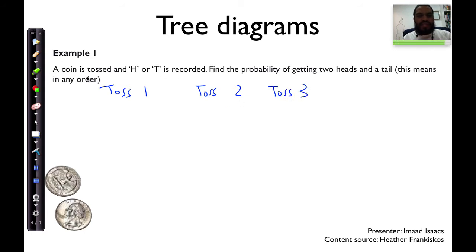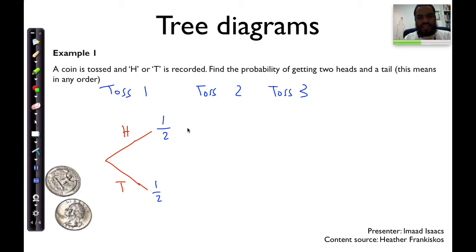So the question reads, a coin is tossed and a head or a tail is recorded. Find the probability of getting two heads, that means there are at least two tosses, and a tail, that means there's a third toss, in any order. So I'm going to start over here. In the first toss, I can either get a head or I can get a tail. And let's record the probability. Because there are only two possible outcomes, the probability is going to be 1 over 2. For a tail, it's also 1 out of 2 because there's one tail and there are two possible outcomes.